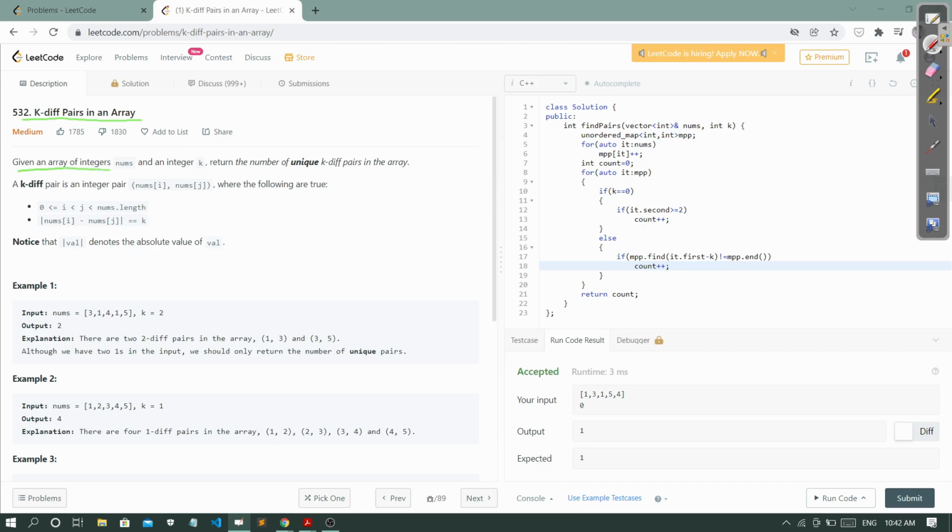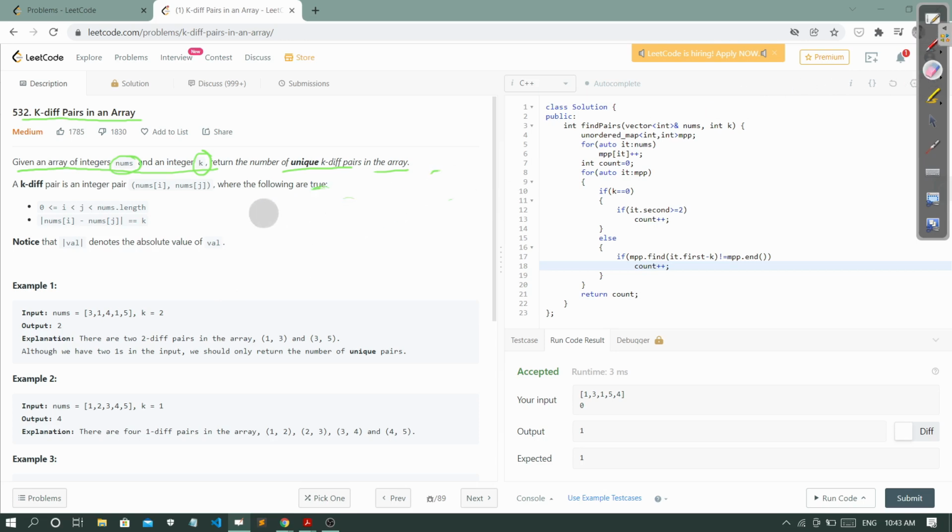Given an array of integers nums and an integer k, we have been given one nums array and an integer k. Return the number of unique k-diff pairs in the array. Basically, in the problem statement, we have been given an array and also a k value, and we have to find the two pair, that is i and j, such that the difference between these two is equal to k.